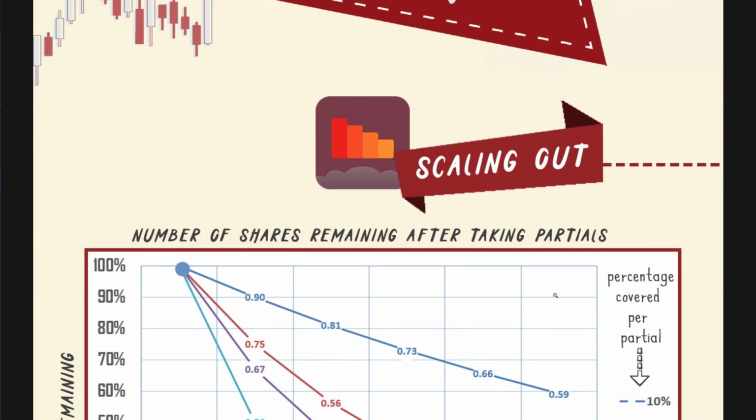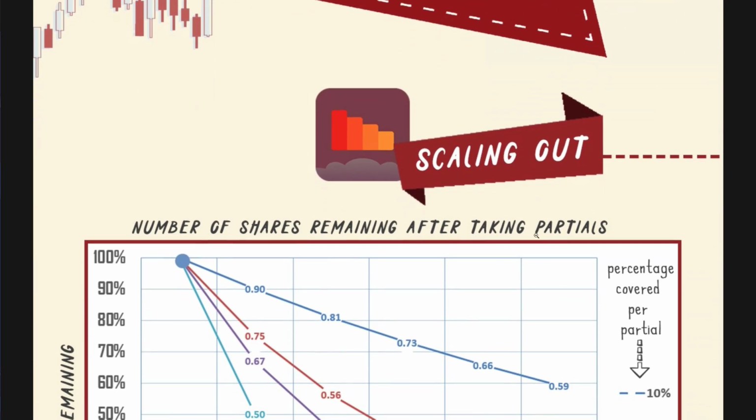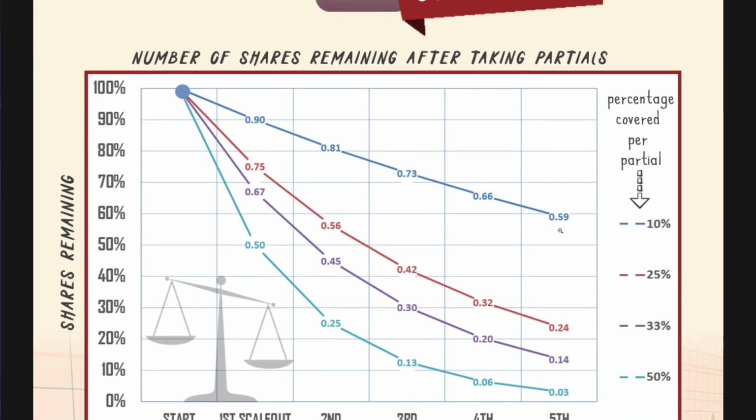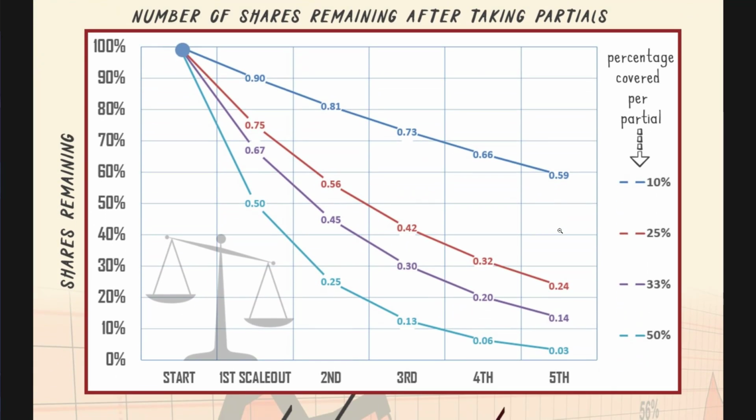Let's talk about scaling out finally. Number of shares remaining after taking partial. So people scale out differently. Personally, I don't scale out. I'm doing all or nothing. But if you are scaling out, you can scale out using your hotkeys, right? So some people use 10% of remaining, 25% of remaining, 33%, 50% of remaining. This shows how many shares you have left after the first partial, right? 1 strike of the hotkey, 2 strikes, 3, 4, 5.